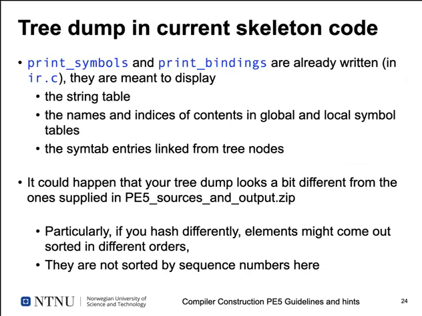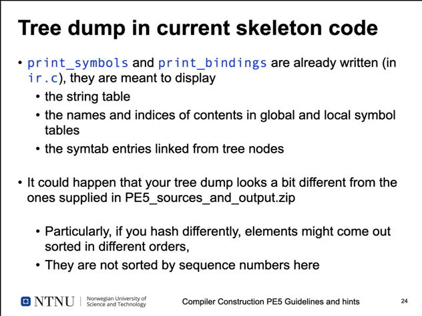We have provided some tree dumps in our current skeleton code, and we have already provided a bit of code for print symbols and print bindings. Those should display the string table, names and indexes of contexts in the global and local symbol tables, and also the linked symtab entries from the tree nodes in your tree.